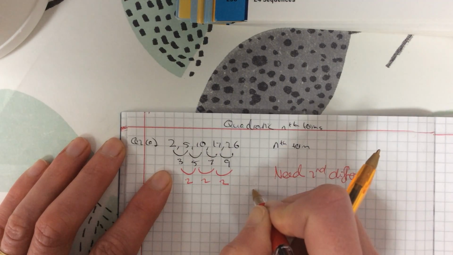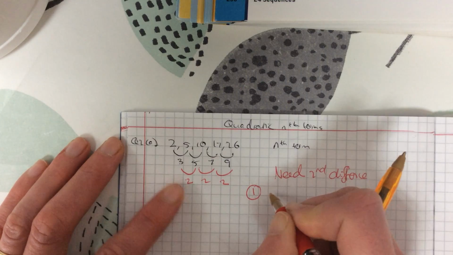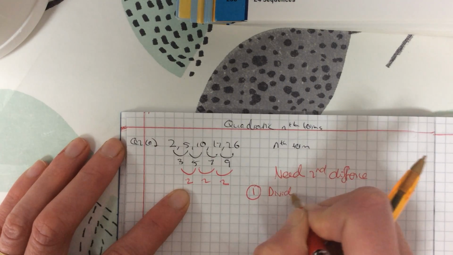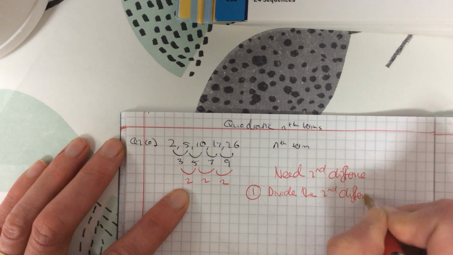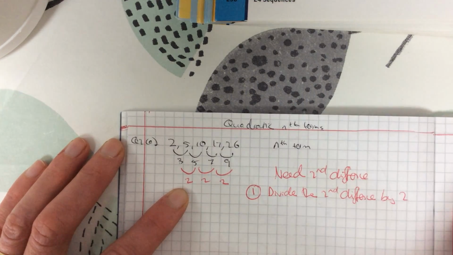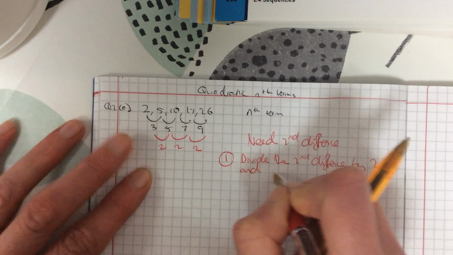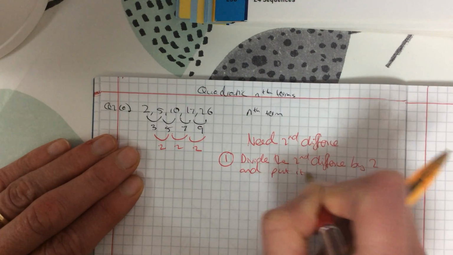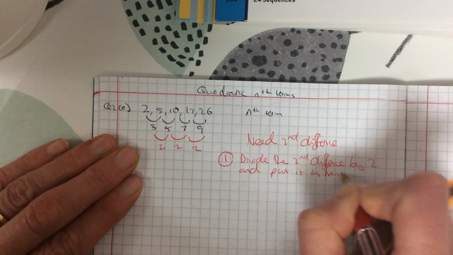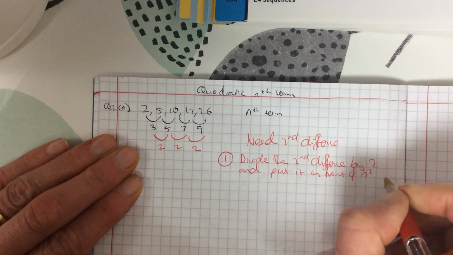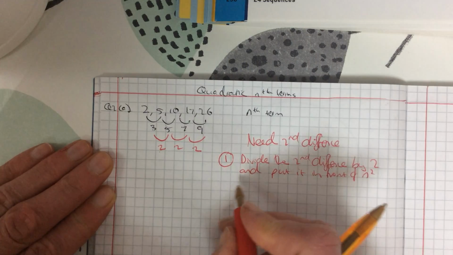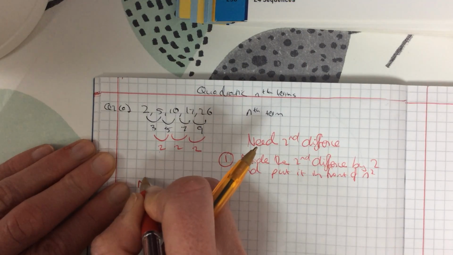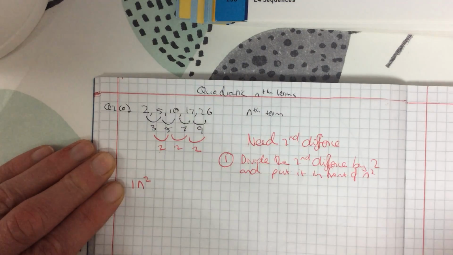Okay? And then what you do, step 1, is you divide the second difference by 2 and put it in front of n squared, so it's really different. See how my second differences are 2? If you divide that by 2 and put it in front of n squared, so it's 1n squared.